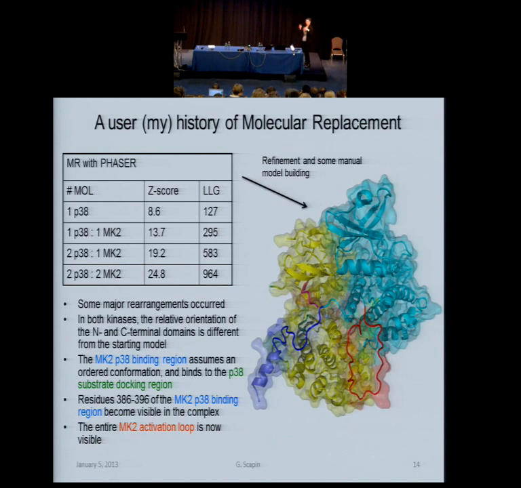And at the end of the day, when I actually got the structure, it was clear that these are kinases, so the N and C terminal lobes were in a different conformation. A lot of the pieces of MK2 that were missing were actually present, like this activation loop, and most importantly, this p38 loading or docking piece that was also completely missing from the start. So that was a very nice story that Phaser allowed me to bring to completion.